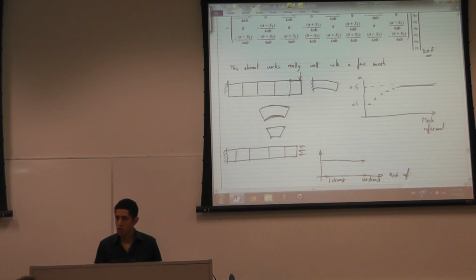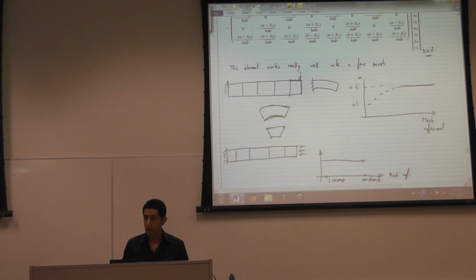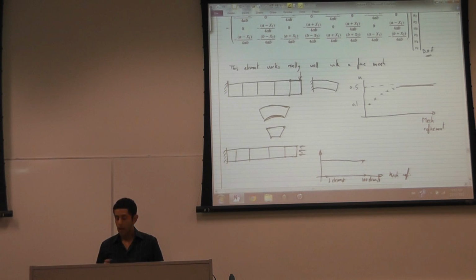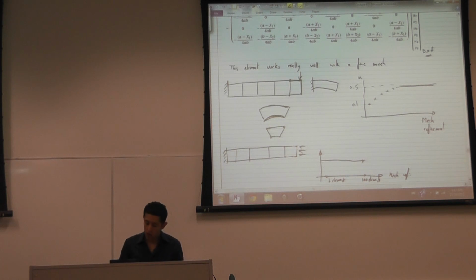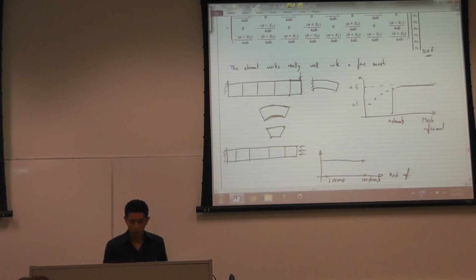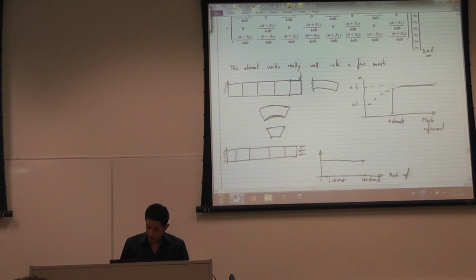But the element that I'm using can only deform and keep its lines straight. And that's why it's stiff. It stiffens up, and when you try to load it, in order to achieve this nonlinear displacement, you need, I don't know, maybe 4 elements through the thickness. 4 elements was probably good enough. Now this behavior is called shear lock.